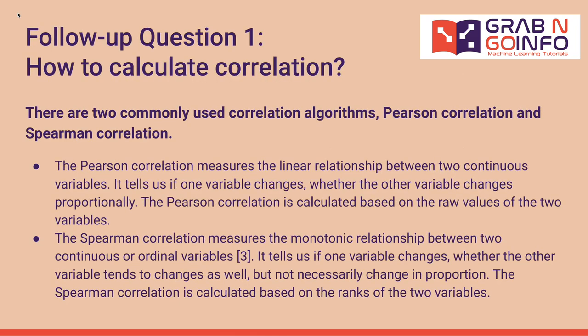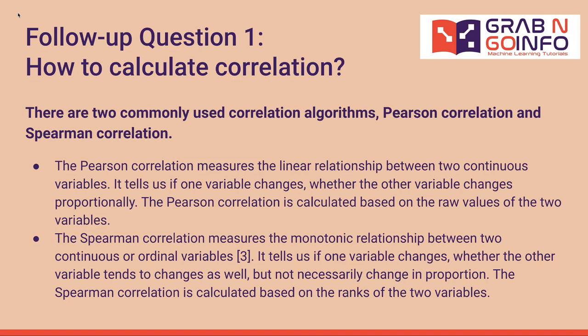For the follow-up question of how to calculate correlation, here is an example answer. There are two commonly used correlation algorithms, Pearson correlation and Spearman correlation. The Pearson correlation measures the linear relationship between two continuous variables. It tells us if one variable changes, whether the other variable changes proportionally. The Pearson correlation is calculated based on the raw values of the two variables.